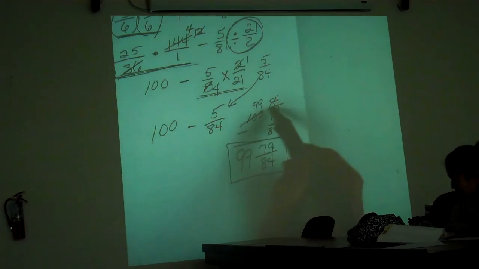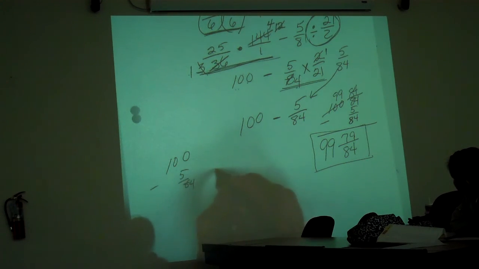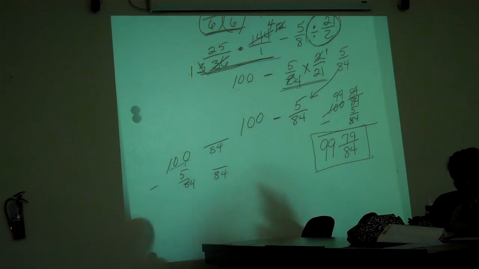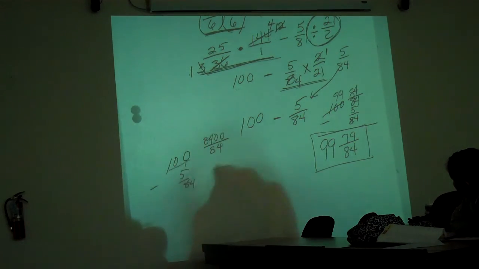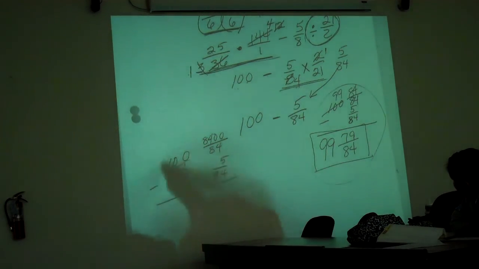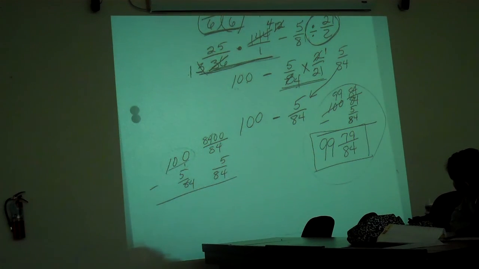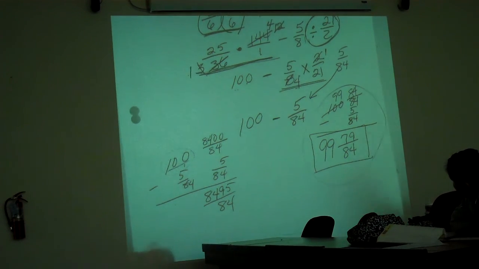Or if you didn't want to borrow, you could have done it this way. 100 minus 5 84ths. You could have turned them both into 84ths. This is 100 over 1. It would have been huge. It would have been 8400 over 84 minus 5 84ths. I like this way best, but you could have just turned this into a big improper fraction. That would have been 8495 over 84, which was one of the choices of answers. Not the best choice, but it was a choice.